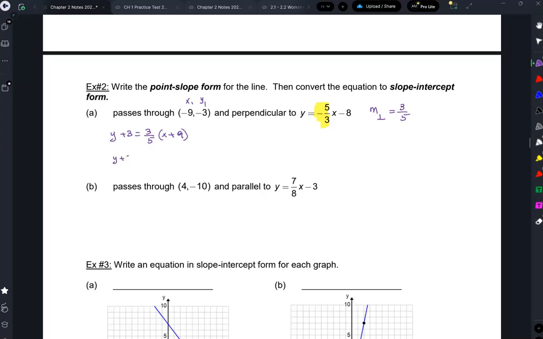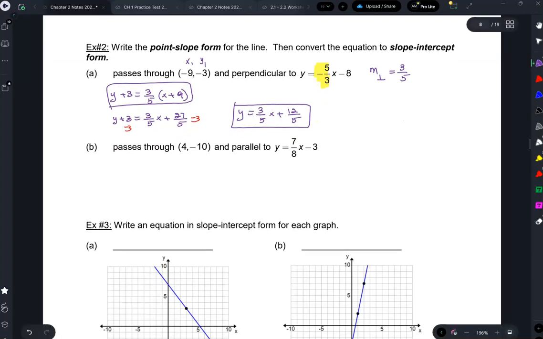And then y plus 3 is 3/5 x plus 27/5, right? And then I subtract 3. So y equals 3/5 x plus, how much? 12/5. So there's 1 and there's 1. On your homework, on your quiz, on your test, you will have 2 answer spaces. On the first one, you write the first box. On the second one, you write the second box.